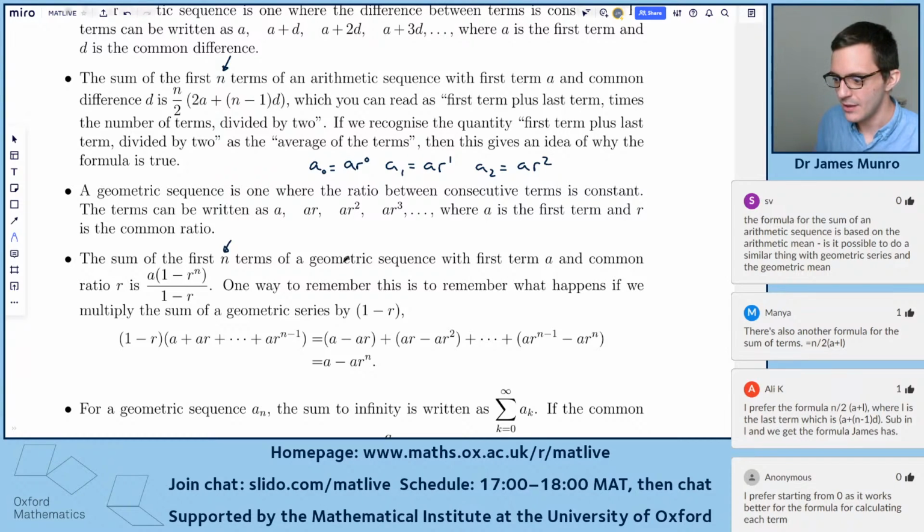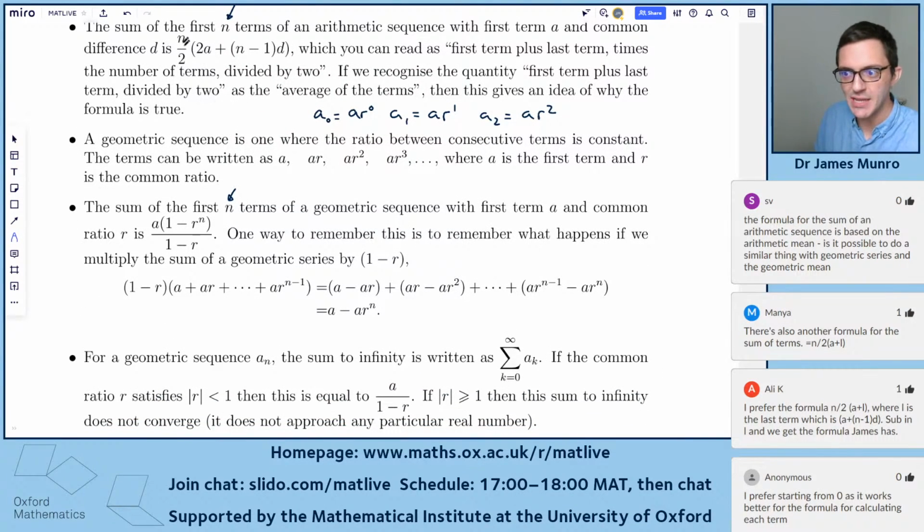There's reasons you might start at 0 or might start at 1. Okay. So there's this sum for the first n terms for a geometric series. It's okay if you want to treat these two as magic formulas that you learn at some point. It's probably a good idea to find out where they come from as well, but we've got these magic formulas for adding things up.